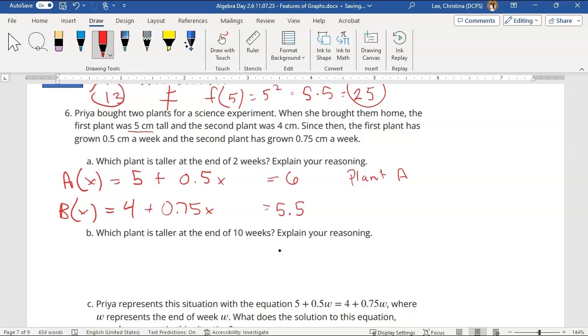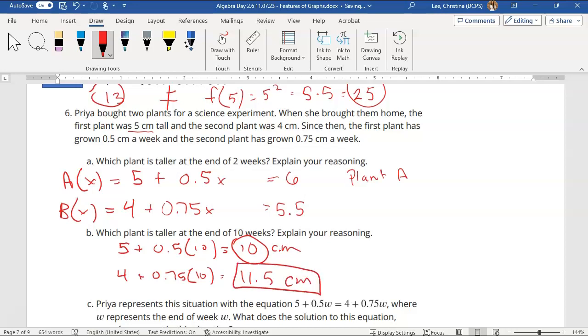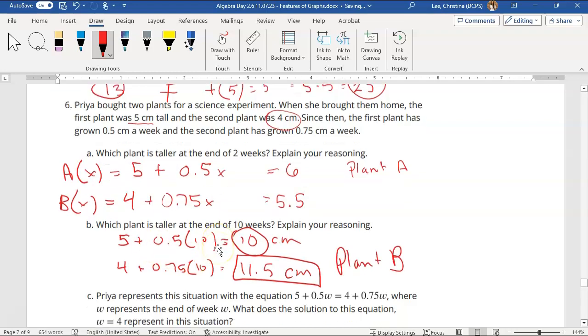It says which plant is taller at the end of 10 weeks? So if we do 5 plus 0.5 times 10 equals, and 4 plus 0.75 times 10 equals. All right, so you have 10 times 0.5, which is going to give you 5 plus 5 is 10. So now it's 10 centimeters. And then we have 10 times 0.75, which is 7.5 plus 4 is 11.5 centimeters. So after greater time, even though plant B starts off smaller, because it's growing faster, plant B will be taller at the end of 10 weeks.